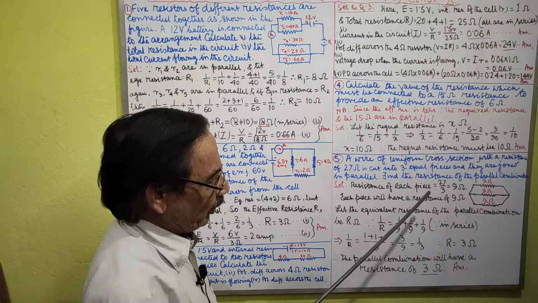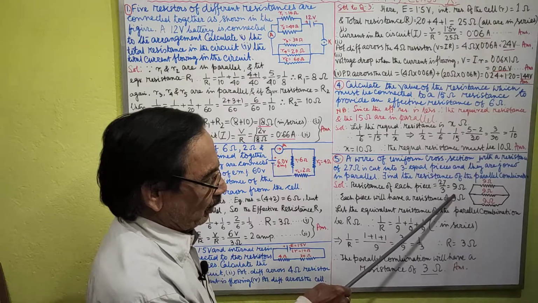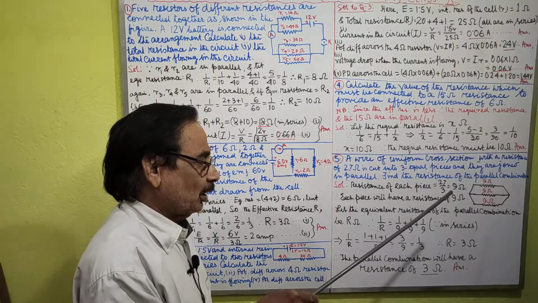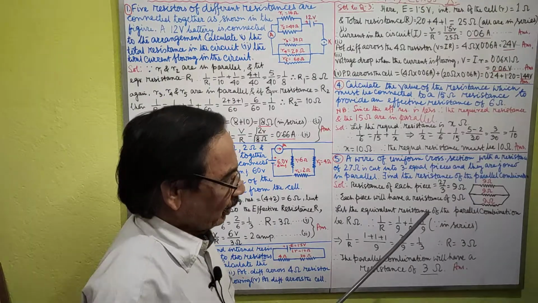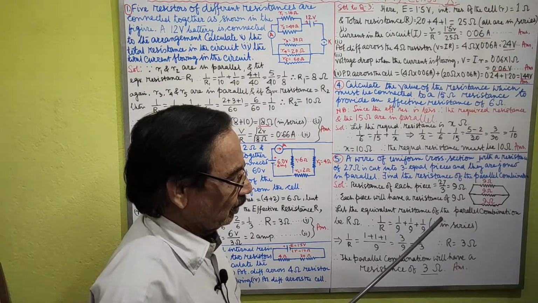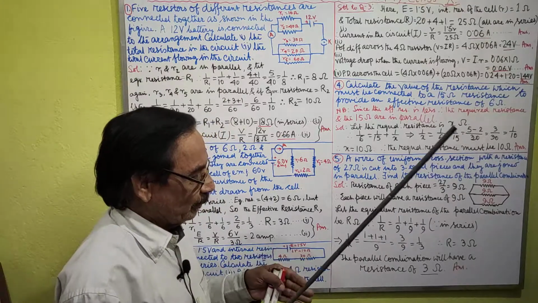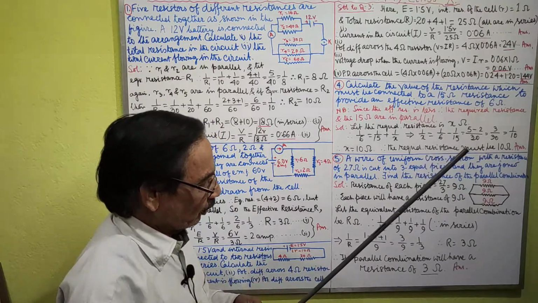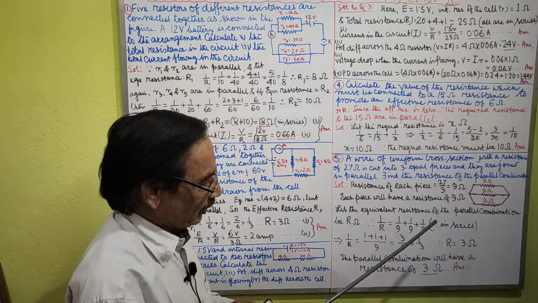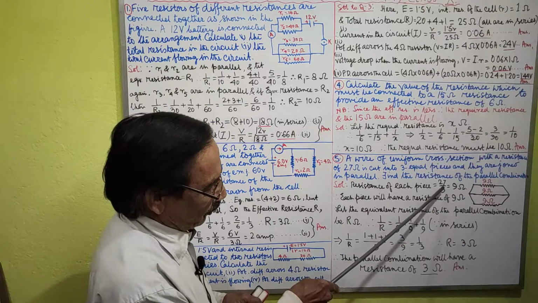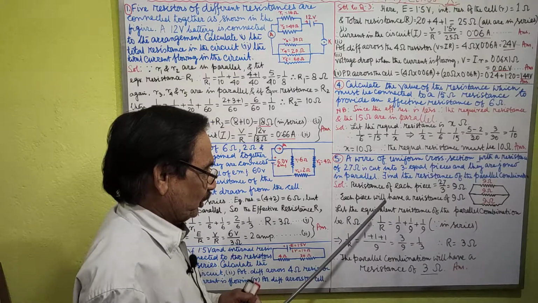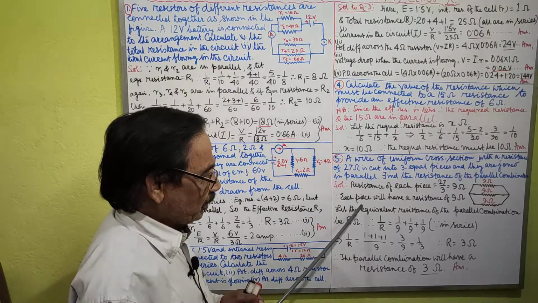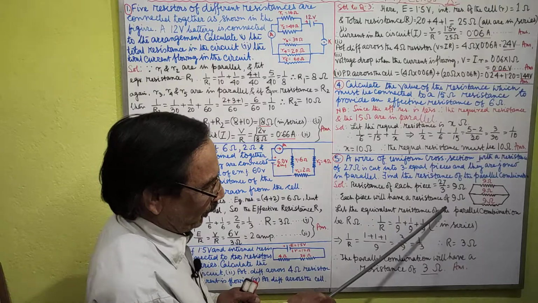The resistance of each piece will be 27 by 3, that is 9, because the resistance directly depends on the length. As the length is decreased, the resistance will also be divided by 3, that is 27 ohm by 3, 9 ohm. They are directly proportional. Each piece will have a resistance of 9 ohm.